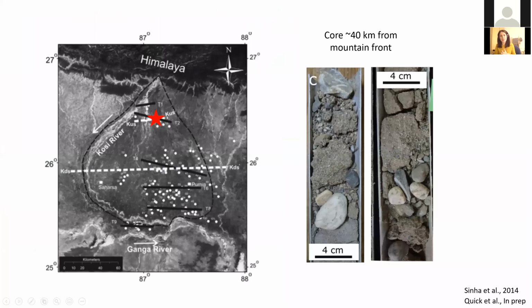And similar things have also been seen in the Kosi megafan. This is work done by Rajiv Sinha from IIT Kanpur. He also had some borehole data in both the Gandak River and the Kosi. I'm just focusing on the Kosi here for now. He found that the gravel sand transition in the Kosi is about 10 kilometres from the mountain front, but these pebbles, which are in the core, were located about 40 kilometres from the mountain front. So again, this coarse bed load has been forced quite far into the distal sandy plains.